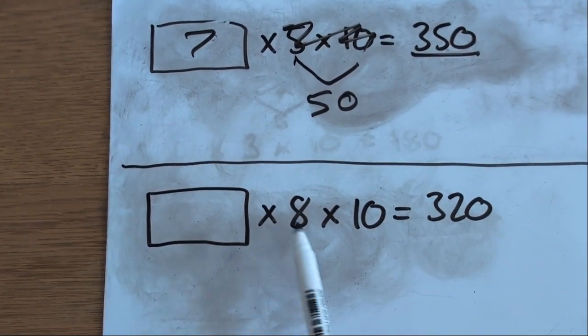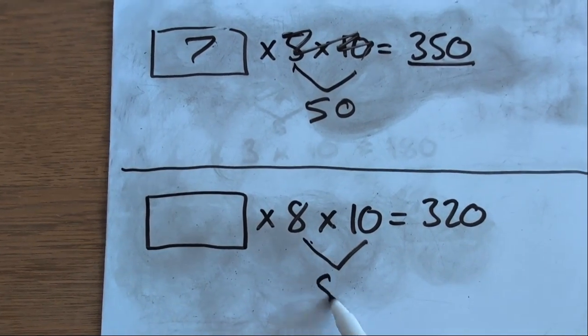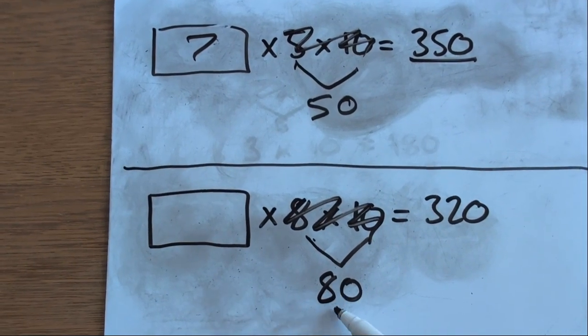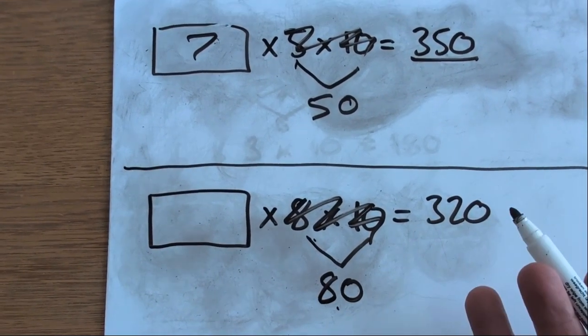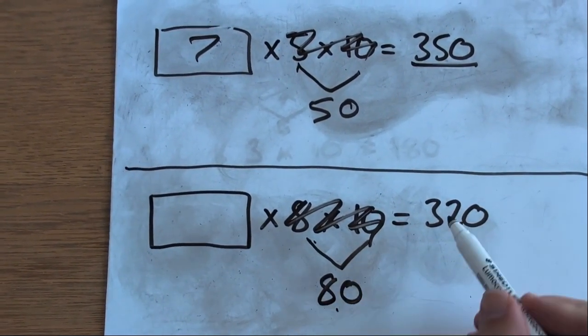Now we've got something times 8 times 10 is 320. So let's do this part first. 8 times 10, nice and simple, that's 80. We'll get rid of that. And then we need to think, right, how many 80s do we need to get to 320? It looks a bit scary when you do it like that, but if you just think, right, ignore the zeros for a second. How many 8s do we need to get to 32?